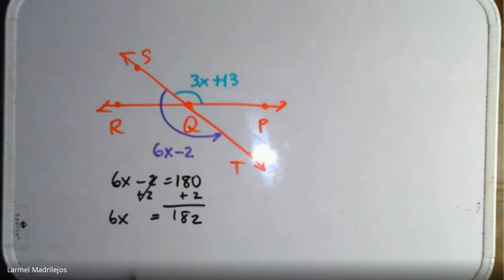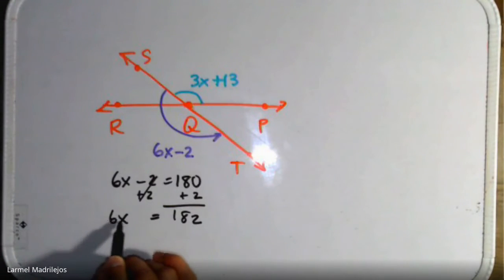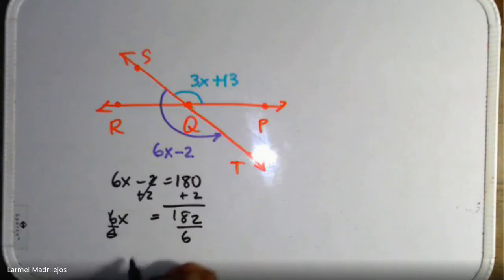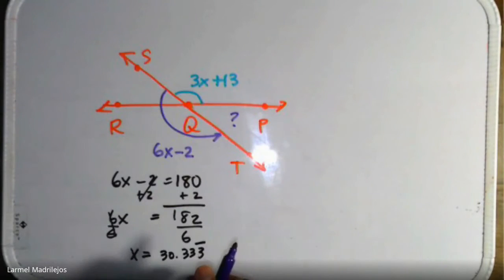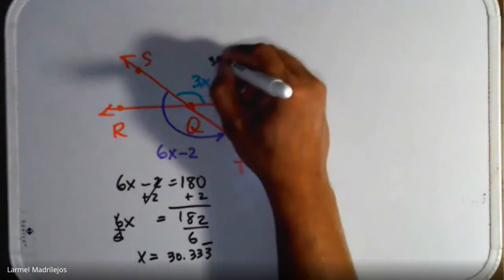The next step is to isolate x. This is multiplying, so the inverse of multiplying is dividing. I'll divide on both sides of the equation. This gives me 30.3333. Now the question was, what's the value of angle PQT? I'm going to use this because this is what we're looking for. So I'm going to use 30.33.